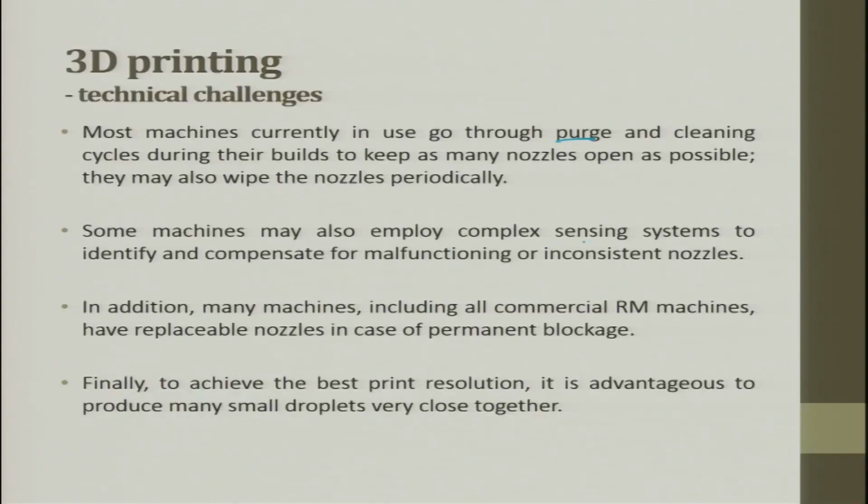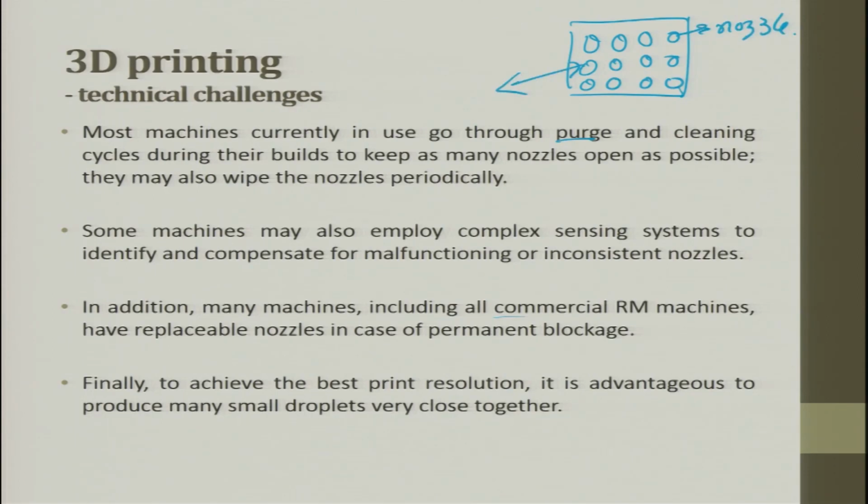Some machines may also employ complex sensing systems to identify and compensate for malfunctioning. In addition, all commercial RM machines have replaceable nozzles in case of permanent blockage. So, suppose there is an array of nozzles. Now the system is built in such a manner that you can replace every nozzle as and when it is needed. Finally, to achieve the best printing resolution, it is advantageous to produce many small droplets very close to the dimensions.